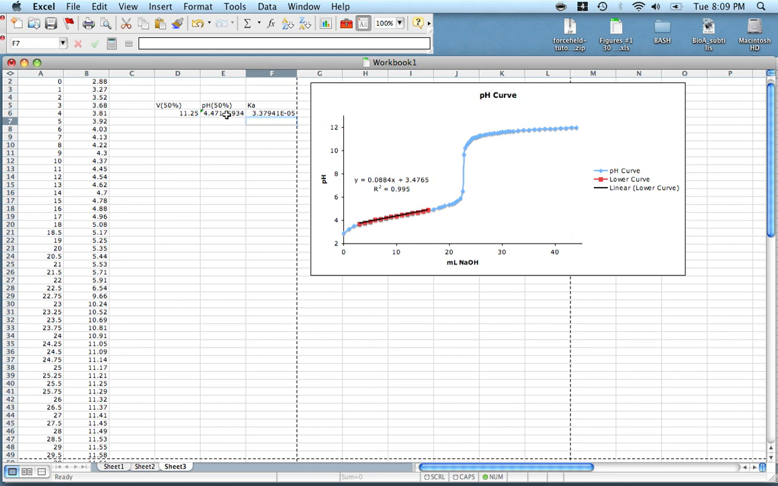So we found our pH 50%, and our ultimate goal was to find our Ka. And that's really actually pretty close. I think the true value is 4.75, but don't quote me on that.